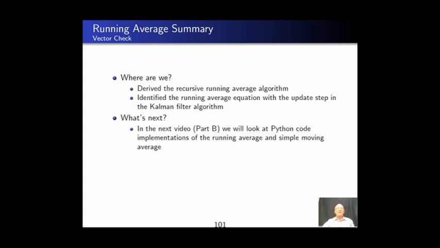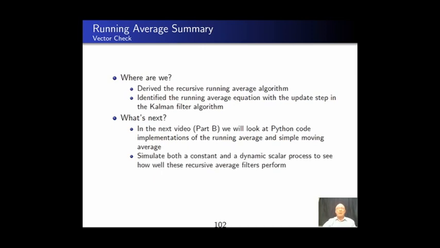And then in the next video, part B, we're going to take a look at some Python code that implements this running average and also compare it to simple moving averages. We're going to simulate both a constant and a dynamic scalar process to see how well the recursive average filters perform, both the running average and the simple moving average. And that will do it for today.